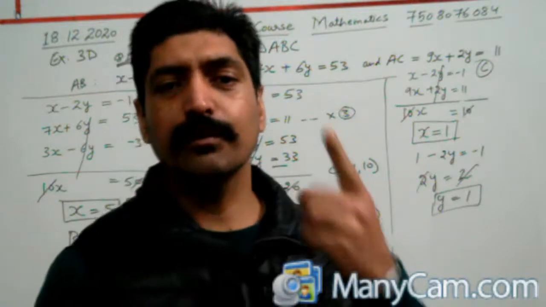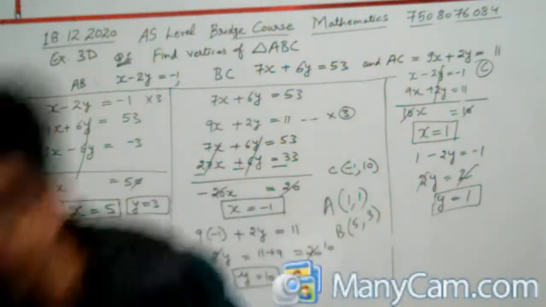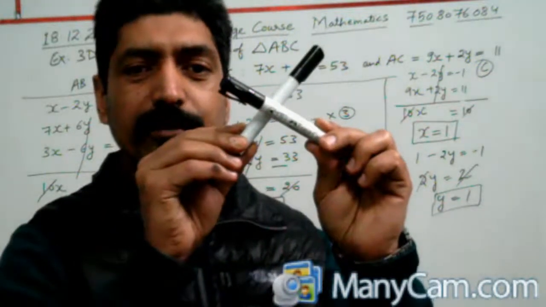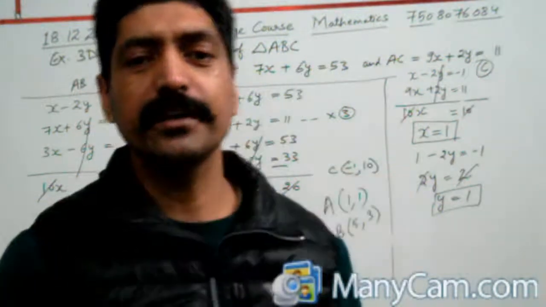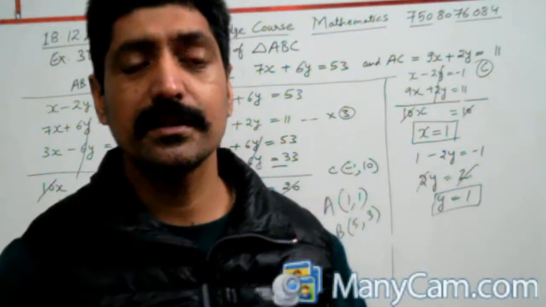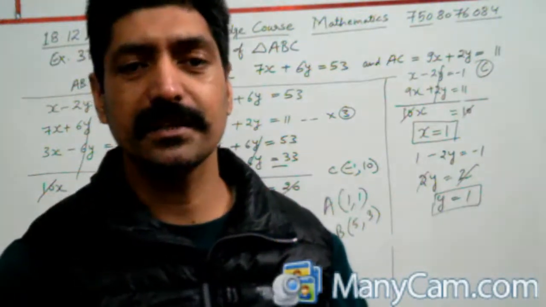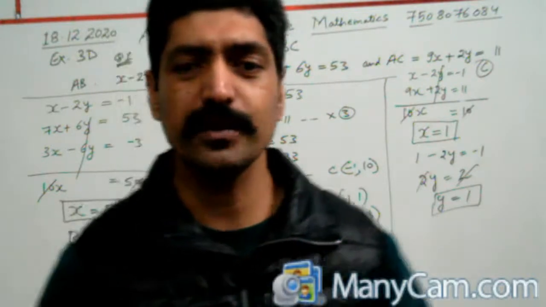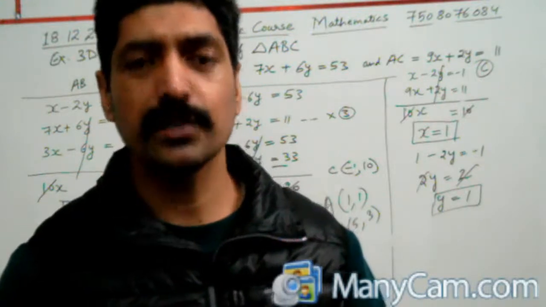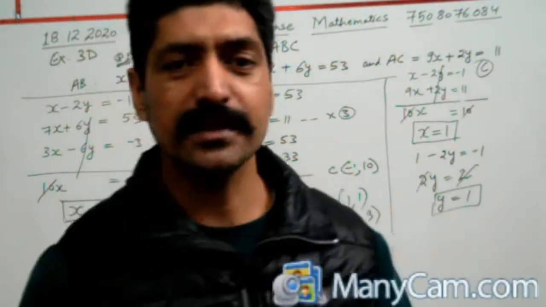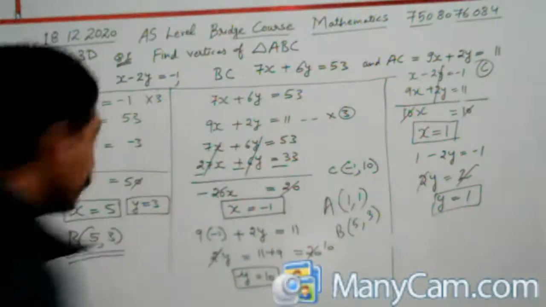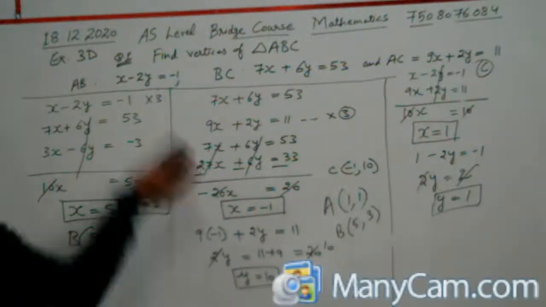One, when both lines intersect each other, that point of intersection is always a unique point, and the pair of equations are said to be consistent. The pair of equations are said to be consistent, and they have a unique solution. And what is the condition? That a1 upon a2 is not equal to b1 upon b2, right?